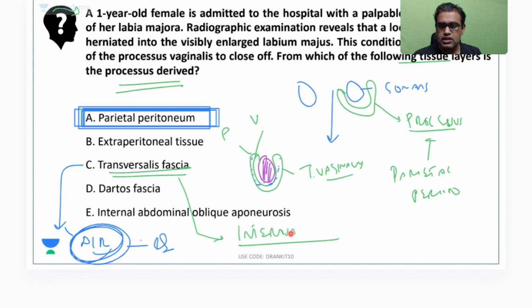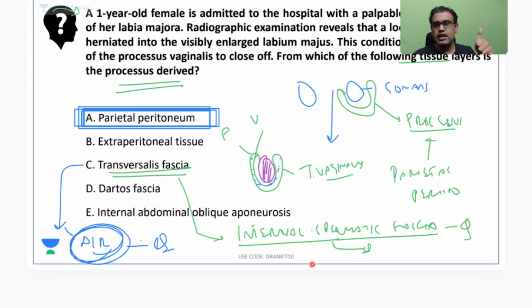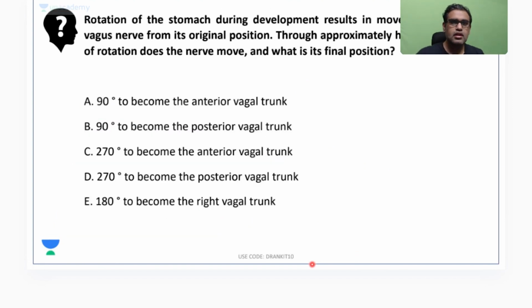Please note that also. One more question. Very good. It gives rise to the internal spermatic fascia, not the processus vaginalis. That is your answer. Problem clear? Okay. Next question.